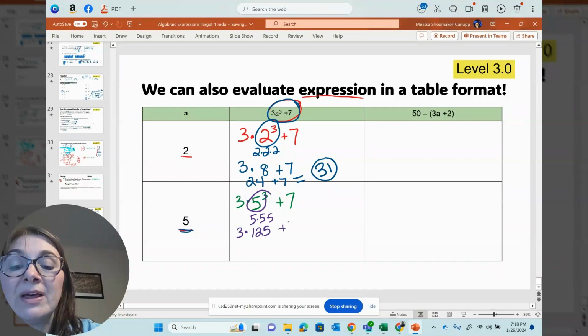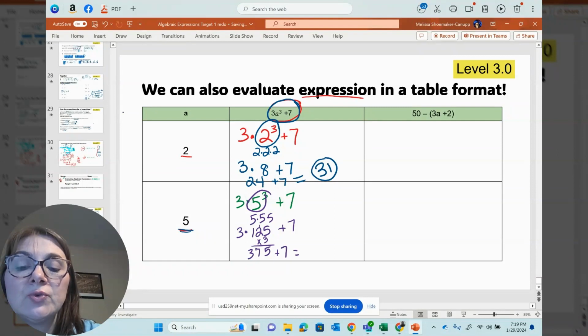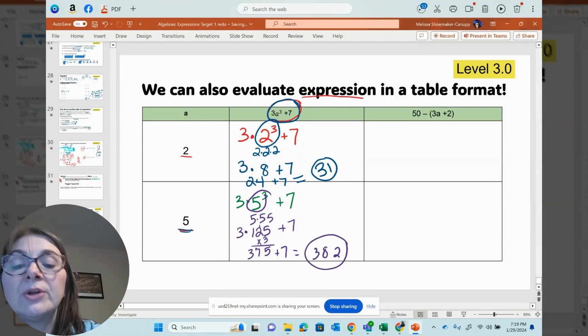Now I have to multiply that times 3. So I'm just going to do that quick math right down here. 5 times 3 is 15. 3 times 2 is 6. Plus 1 is 7. 3 times 1 is 3. Have to add the 7 to get, I do believe that would be 382.